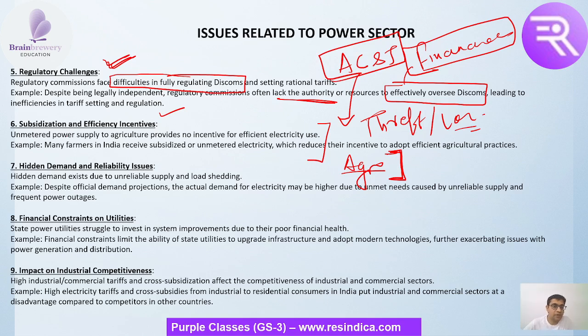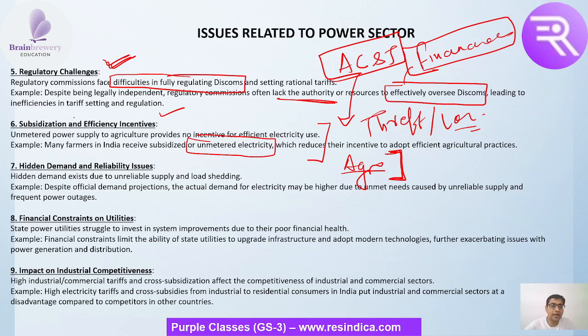Okay, so many farmers receive incentives and they get unmetered electricity. Okay, you can utilize as much electricity as you can and you don't have to pay for it. So this is just an election winning tool the parties are utilizing.